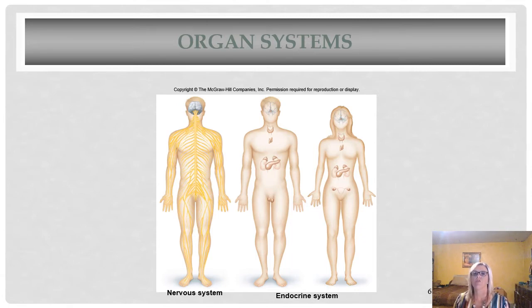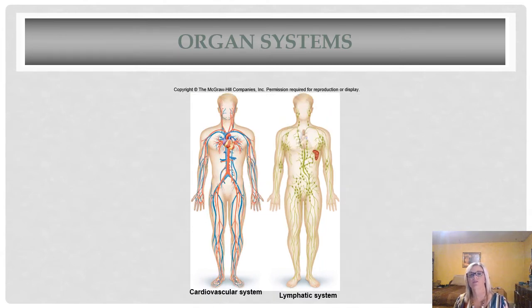Then we have the endocrine system, and that is going to secrete chemical messengers. So that includes things like the pituitary gland, your thyroid, parathyroid, adrenal glands, pancreas, ovaries, testes, pineal gland, and thymus. Now, you may be thinking ovaries and testes belong in the reproductive system, and yes, they do, but they also play a role here as well. Both of these, the nervous system and the endocrine system, help to coordinate different body functions, so they're very important.